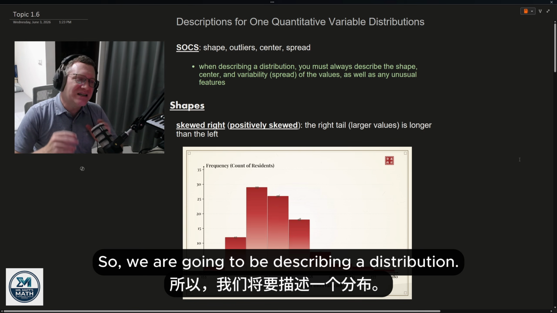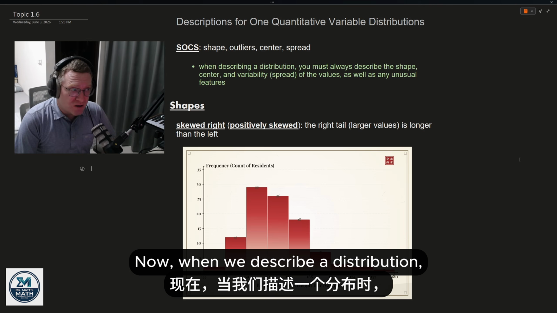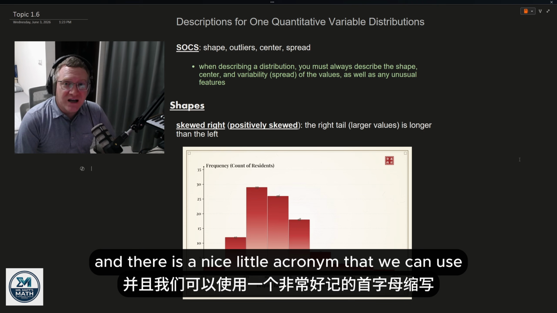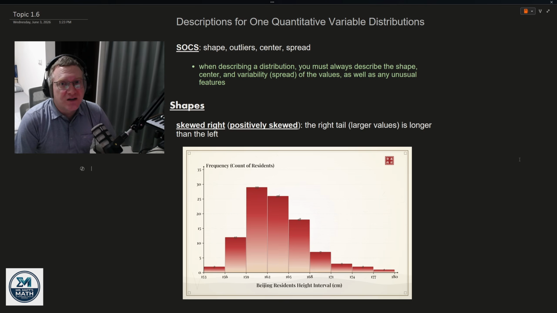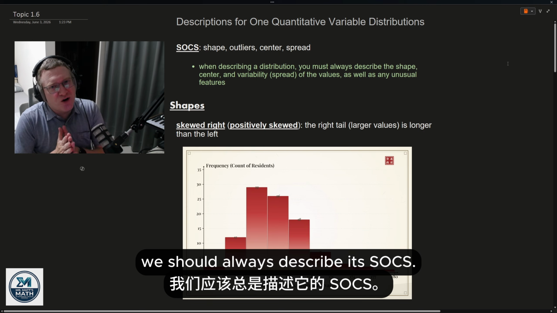Today we're going to be talking about the topic descriptions for one quantitative variable distributions. So we are going to be describing a distribution. When we describe a distribution, there are several things that we want to pay attention to, and there is a nice little acronym that we can use to help us remember that: SOCS. Remember, when we are describing a distribution, we should always describe its SOCS.